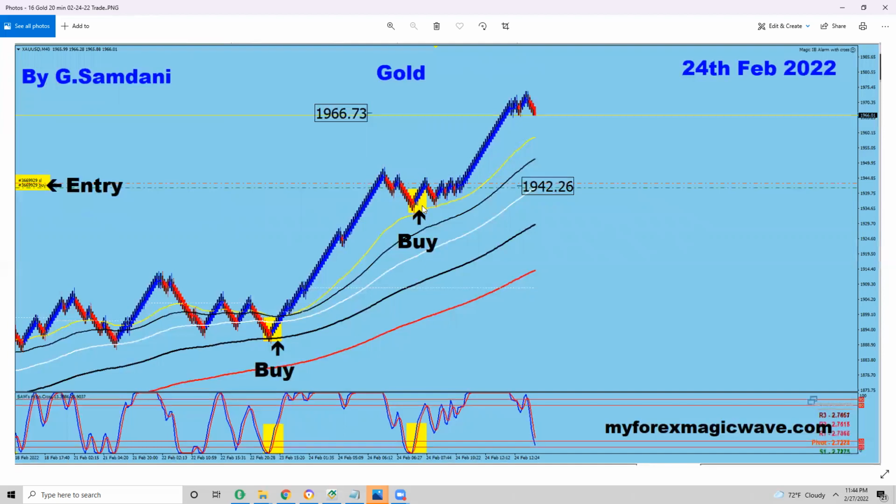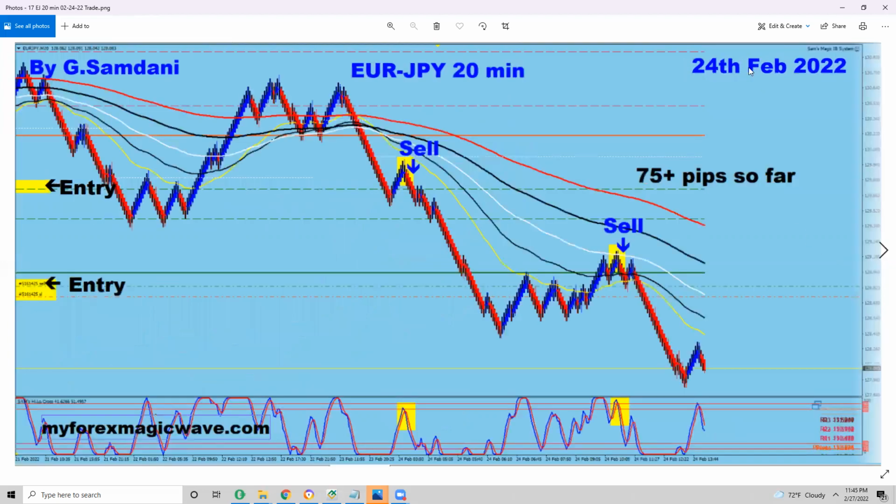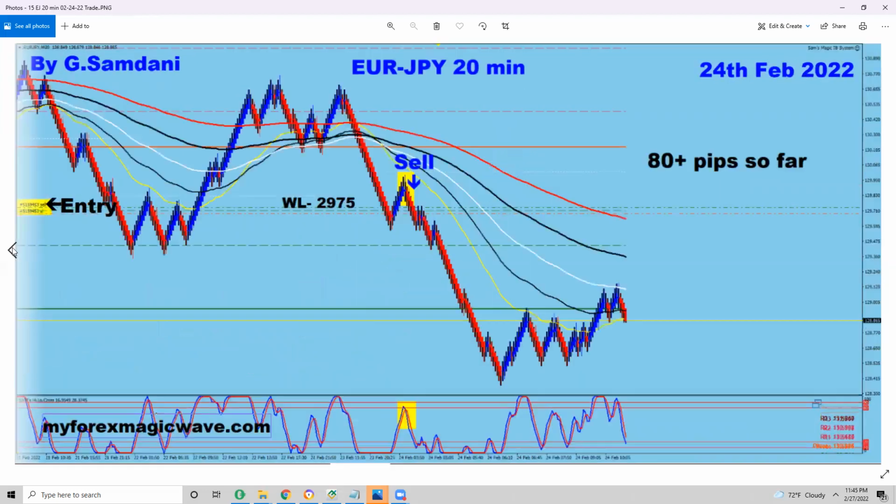It went up there, retraced a little bit, another entry, boom, another trade, right? On the 24th here, the euro yen, you just saw the first one, and this is the second one. Look at that. The first one was right there, and right there I closed this trade, but then I opened another one because there's the entry, right?